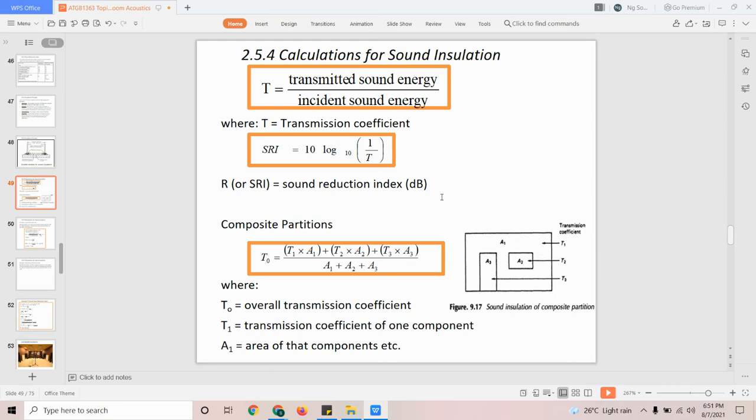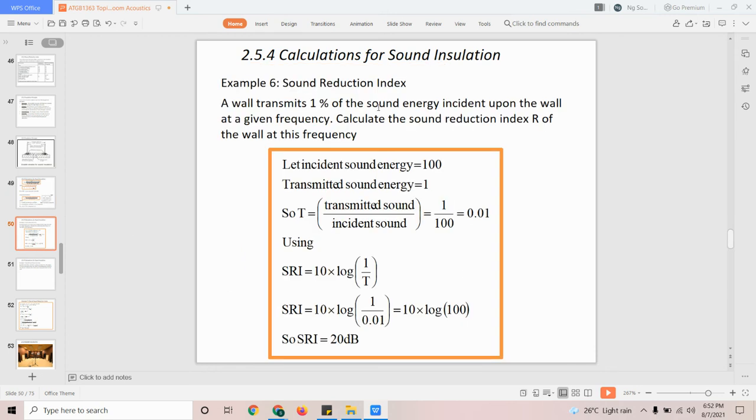So this is a formula that we can use. T is the transmission coefficient, and we'll be using back the formula for the SRI. Okay, so this is basic. This formula, if I'm not mistaken, is not given, but it is a very basic composite formula, meaning to get the average of all the values in an area. This is a typical formula used.